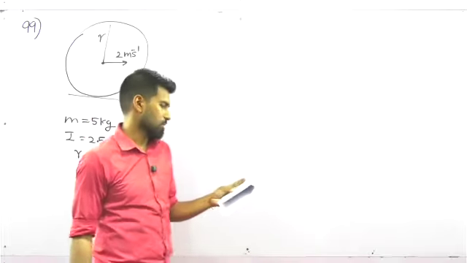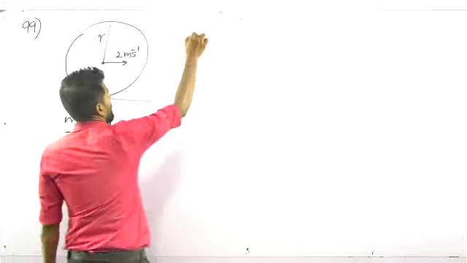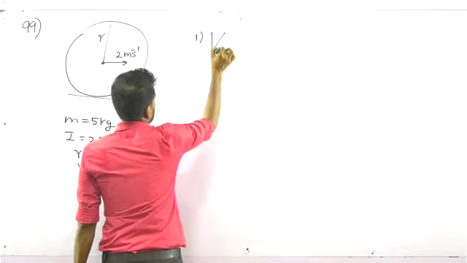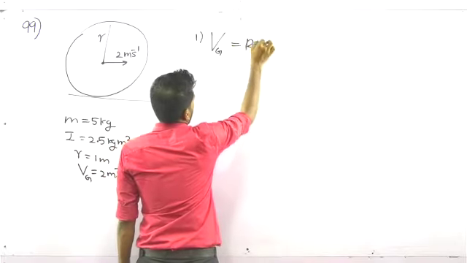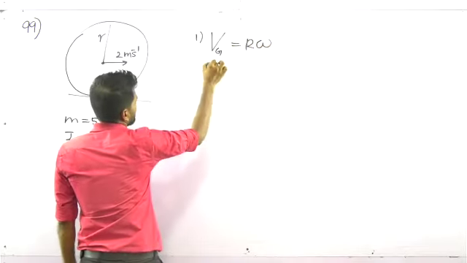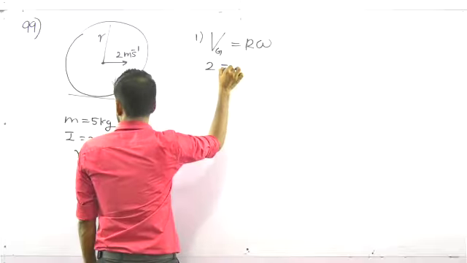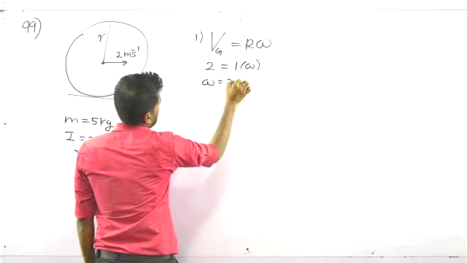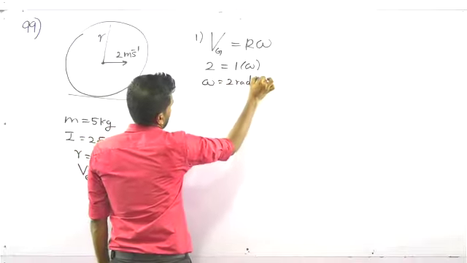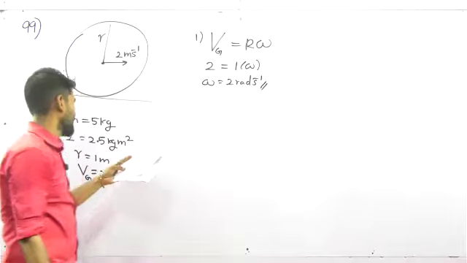Okay? So the angular velocity. In a rolling motion, the velocity in the center of gravity is equal to r times omega. Velocity in the center is 2, radius is 1, so omega is 2 radians per second.